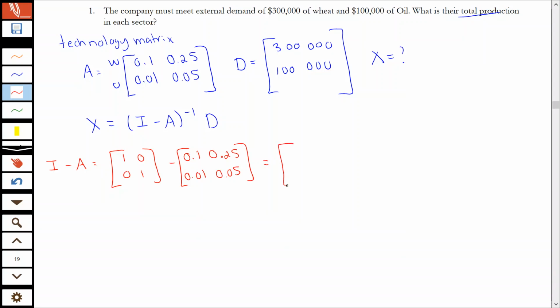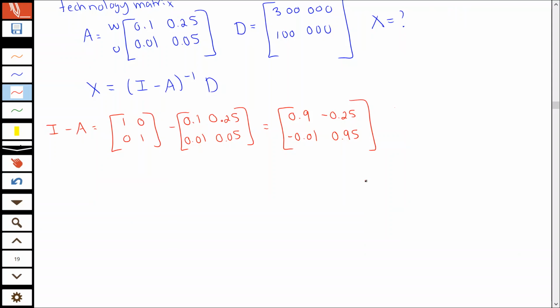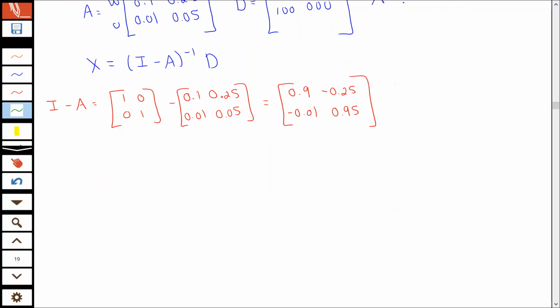So we are taking the identity matrix and we are subtracting our A matrix from it. So when we do this subtraction, 1 minus 0.1 is going to give me 0.9 in that first spot. 0 minus 0.25 is going to give me negative 0.25. 0 minus 0.1, negative 0.01. And 1 minus 0.05, 0.95.